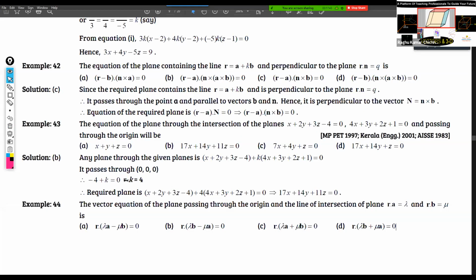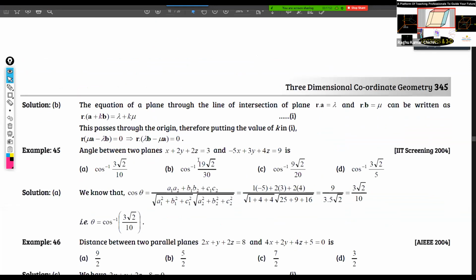Now this one, please. Example 44, we did it. Now let us move on to the next part of it. The equation, angle between the planes. This is very simple, Praneeth, and I hope you can say that easily.